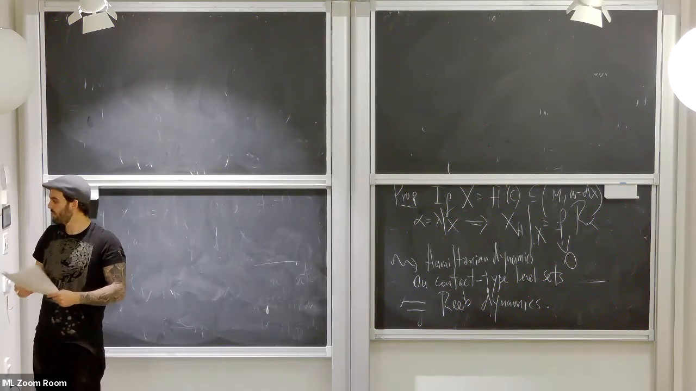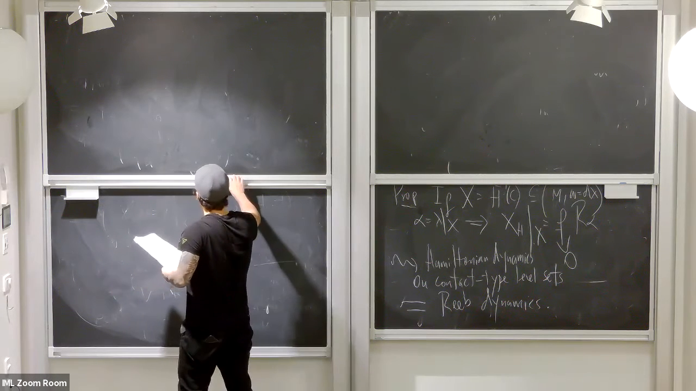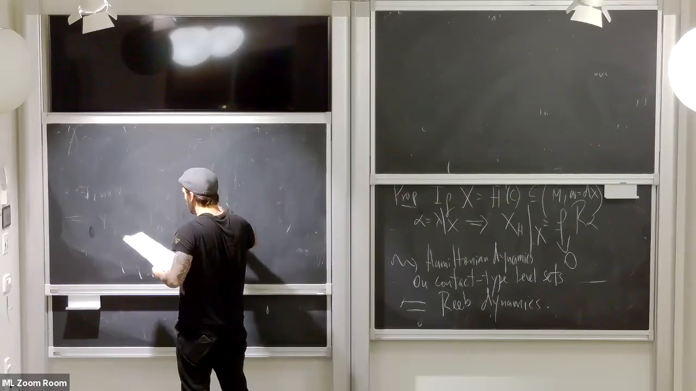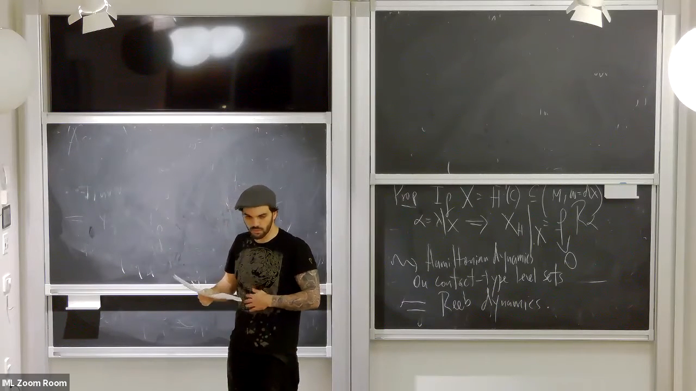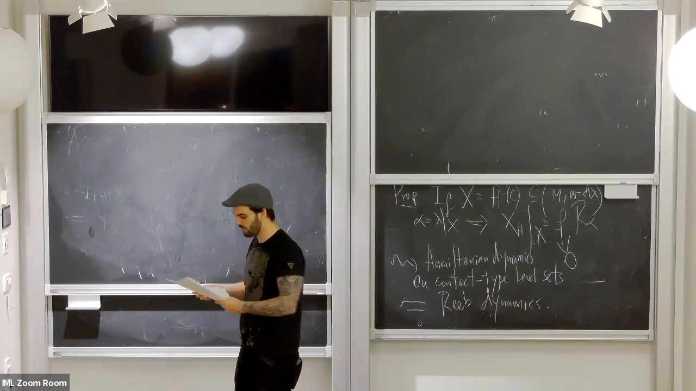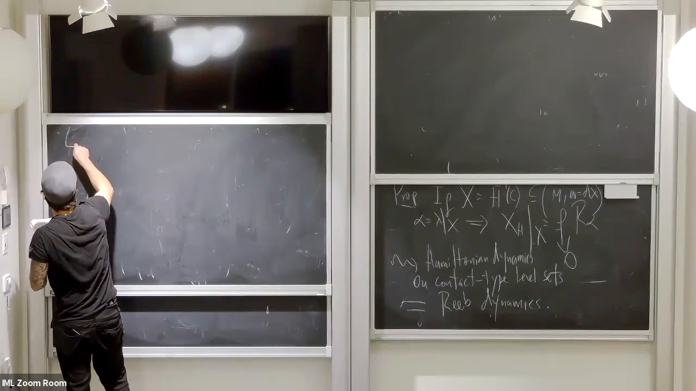Okay, I will press on then. So this whole discussion basically is tying up contact and Reeb dynamics instead of trying to interpret them from a geometric perspective. So let me give you some further examples.